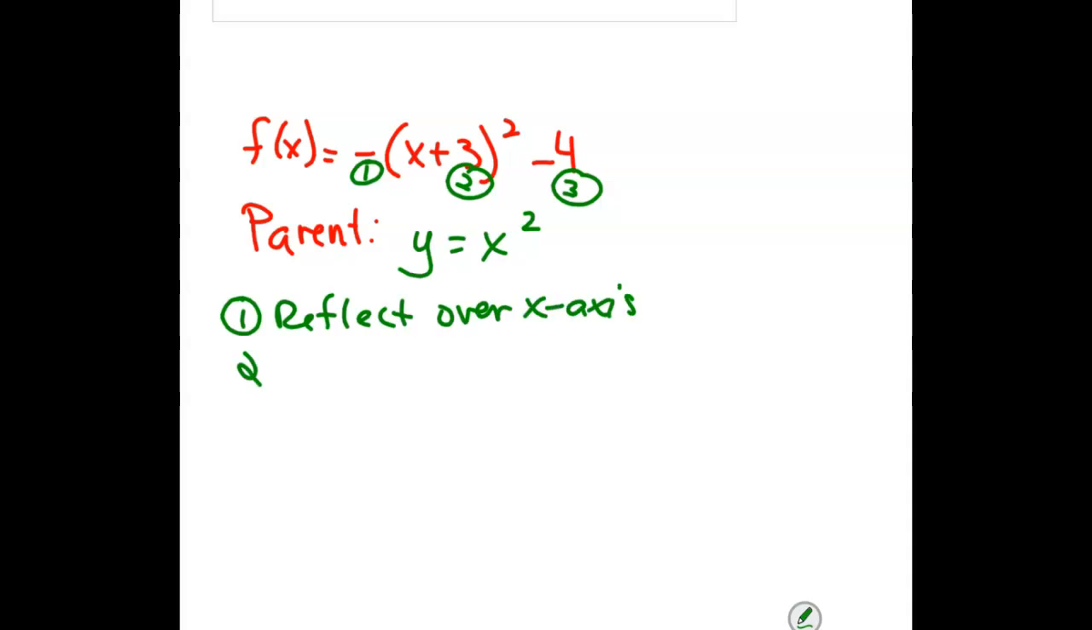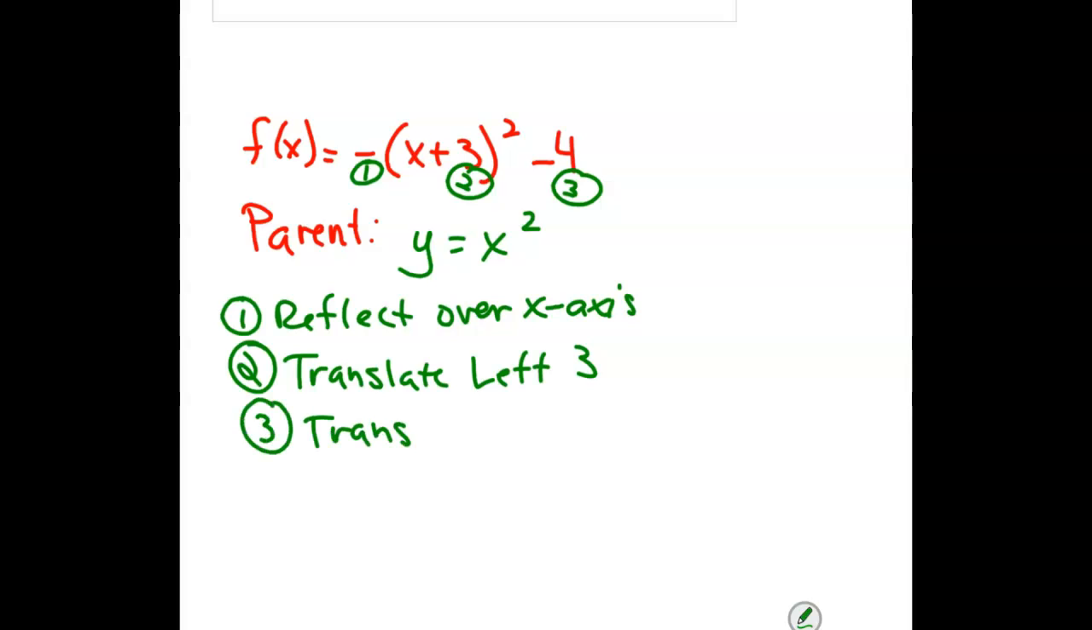Okay. What's the second transformation that I've done? Okay. So I'm going to translate left 3. And the third thing I see, I'm going to translate down 4. Does that make sense? So you always want to read it from left to right when it's in that basic format, because it will affect your graph if you do them in a different order.